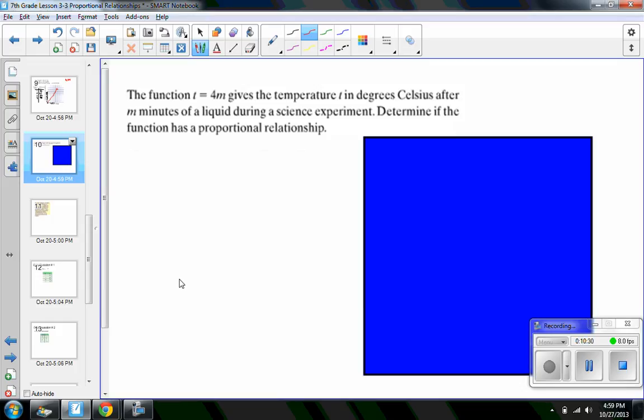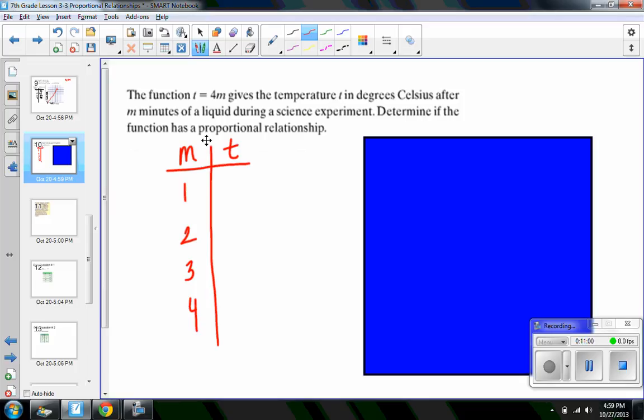It says the function T equals 4 times m gives the temperature T in degrees Celsius after m number of minutes of a liquid during a science experiment. So we want to know, does it have a proportional relationship? So my input is m, my output is T. I'm going to use 1, 2, 3, 4. Your input will either be given, or we're just going to use 1 through 4 if it doesn't tell you. So that's where I'm getting these numbers from.